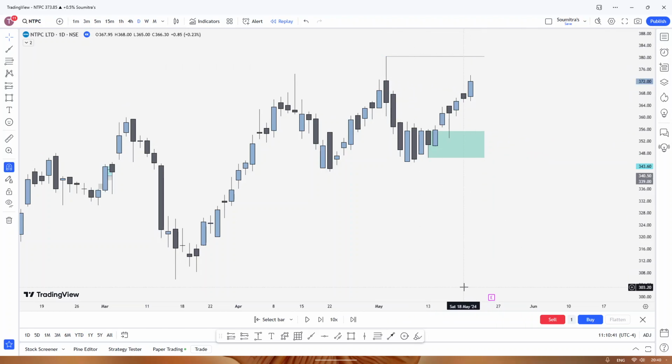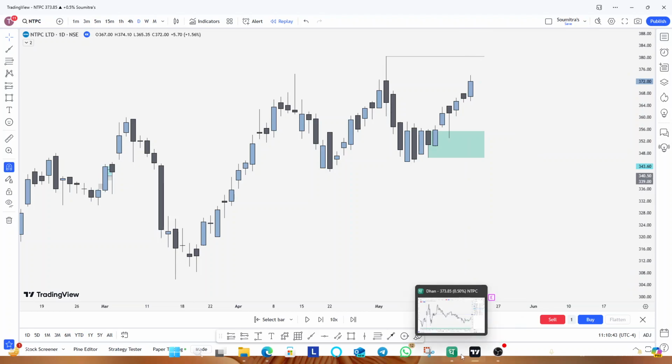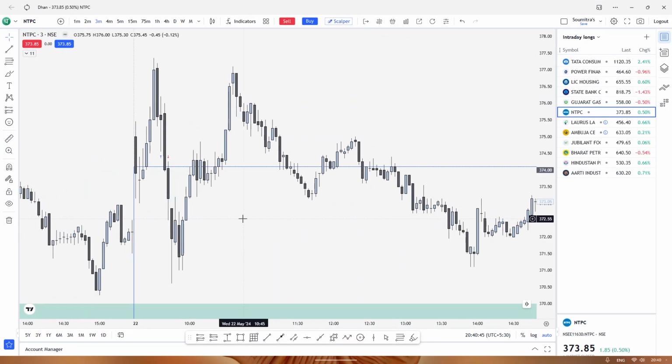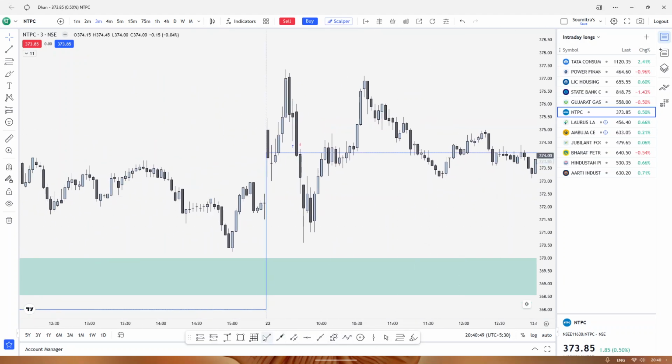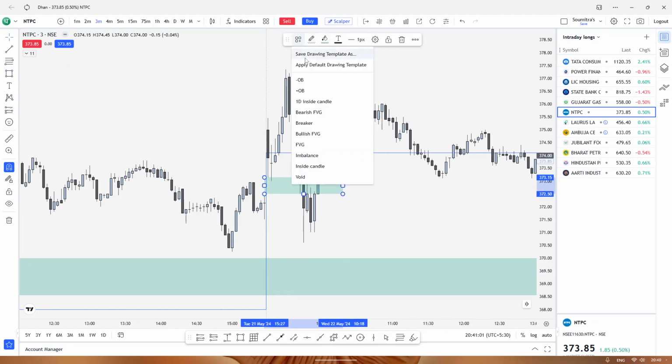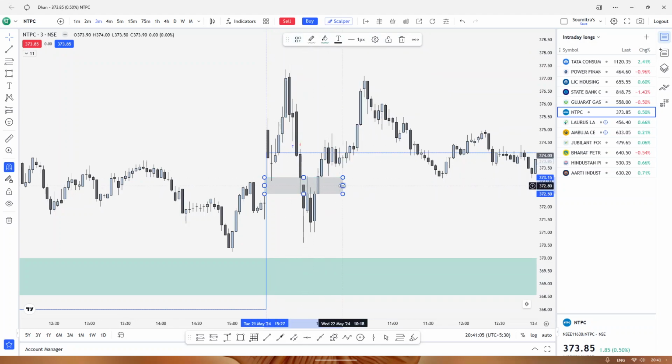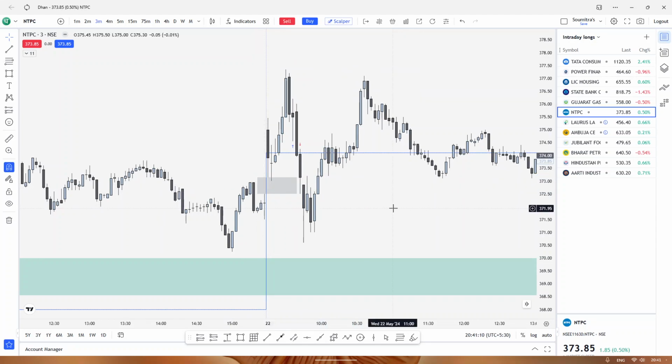So based on that, today we were trading on the 3 minute chart. This was the reaction. We can see here that there is a gap which is very similar to a fair value gap. Actually there is no such difference. Gap and fair value gap both serve the same purpose.